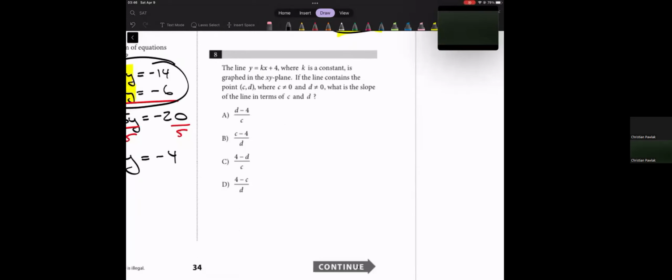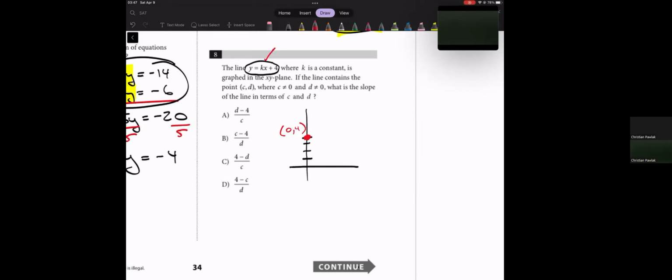Number 8, the line y equals kx plus 4, where k is a constant, is graphed on the xy-plane. If the line contains the point (c, d), what is the slope of the line in terms of c and d? So here's what I'm thinking. This is a line. I should know something about this line. The things I should know is that it definitely crosses through right here, (0, 4), because that is a point.